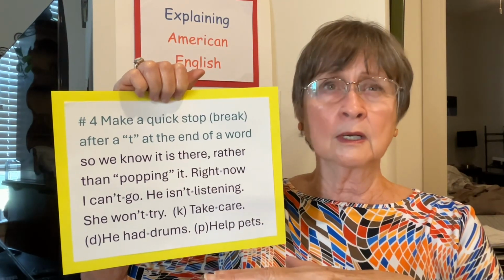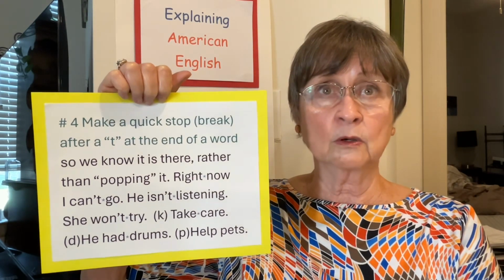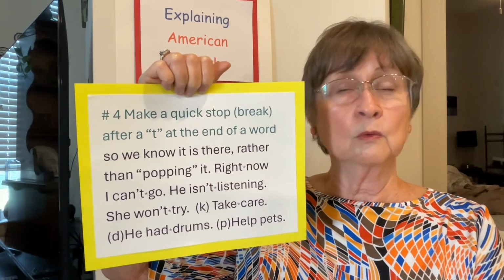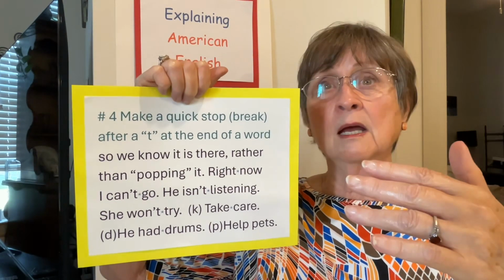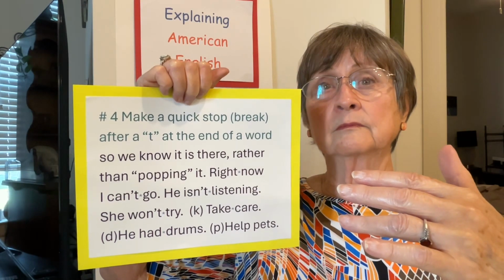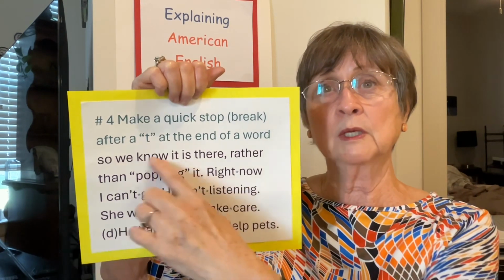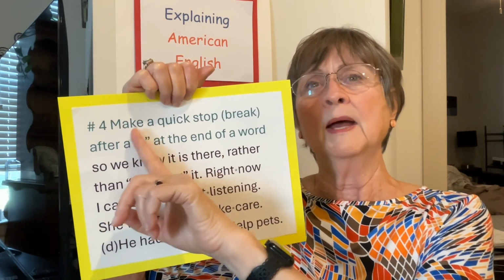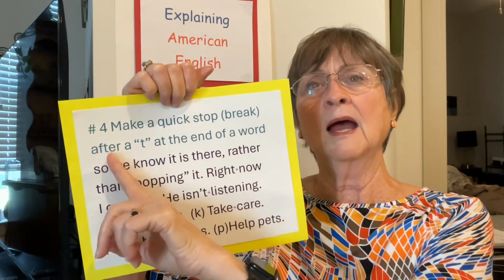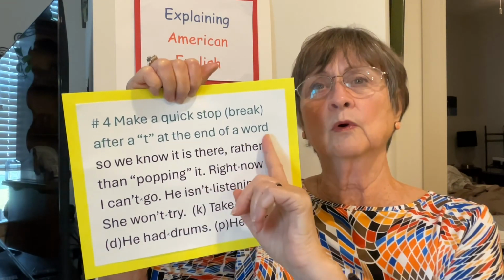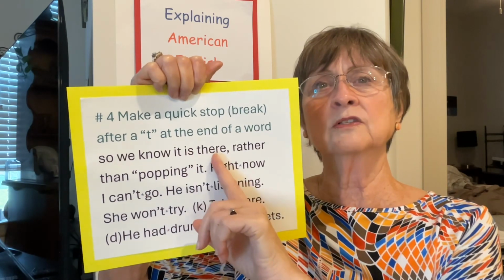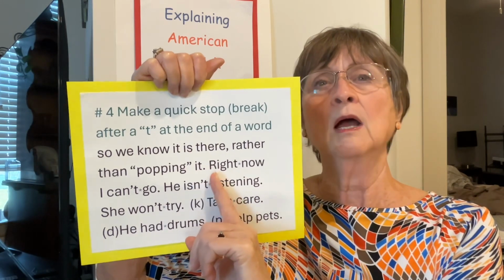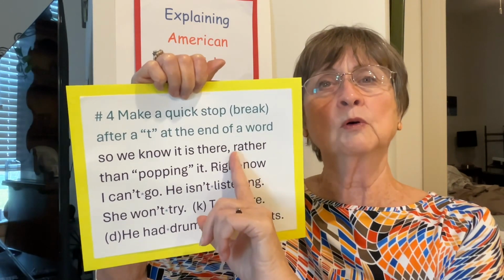This is so important. I didn't even think about it until I started teaching English, and I said, oh, you really need to know this or you won't be understood. So many times, people are misunderstood because they're not doing these next 2 things, 4 and 5. So, make a quick stop or break after a T at the end of a word so we know it is there, rather than popping it, like t, that's a popping. Like right now, I'm going to stop right there.